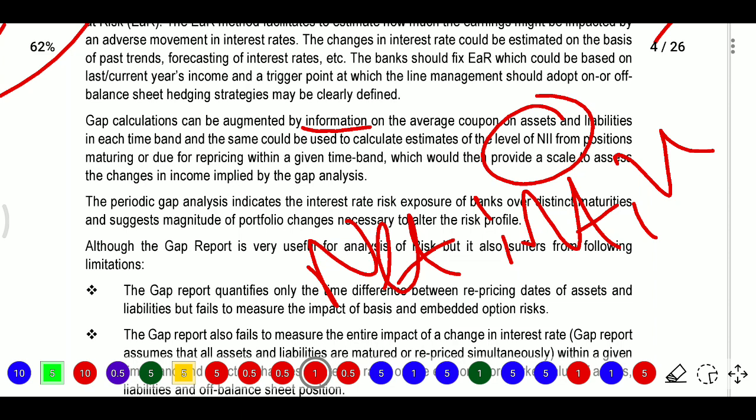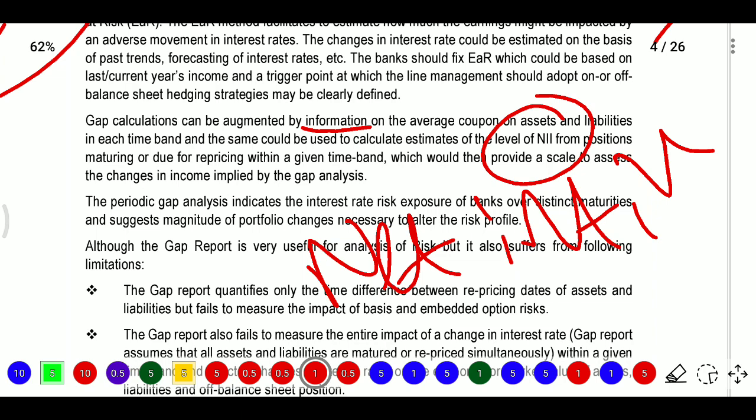This would then provide a scale to assess the changes in income implied by the gap analysis. Gap analysis means that we calculate, using the information on the average coupon on assets and liabilities at each time band, the estimated level of NII. So here NII means net interest income, which we need to calculate.